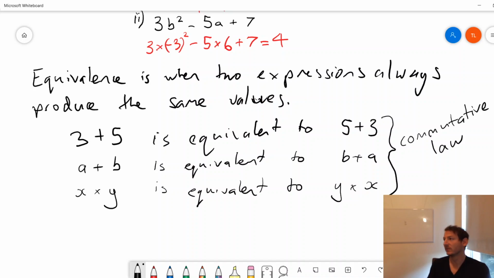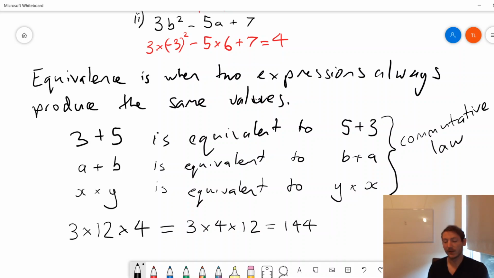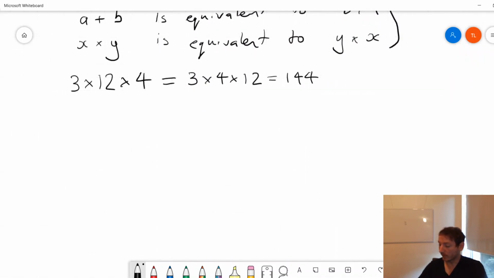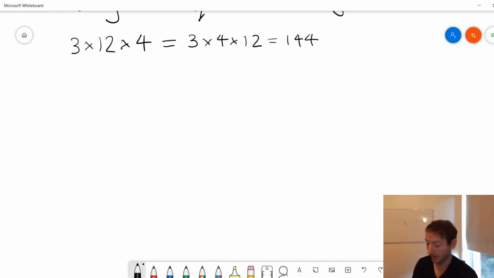It's just handy if you're trying to do some questions. Let's say you're doing, I don't know, let's say 3 times 12 times 4. 3 times 12 is 36, and then times 4, well, I don't really know my 36 times tables. But this is equivalent to 3 times 4 times 12. So 3 times 4 is 12. 12 times 12 is 144. Much easier by using the commutative law. So let's just have a quick example and then you can get stuck into the work.